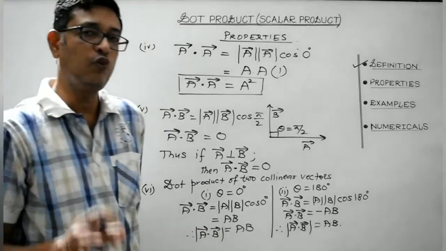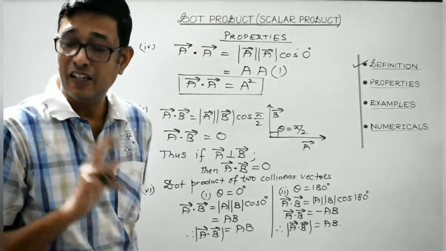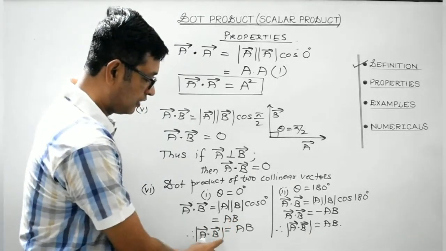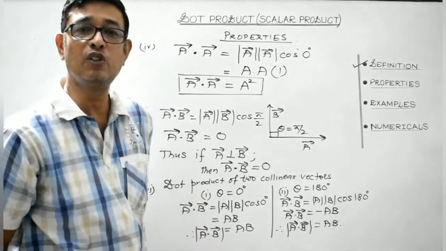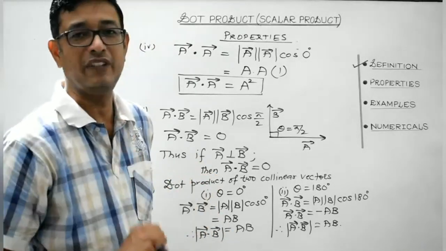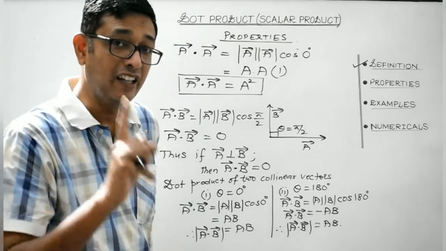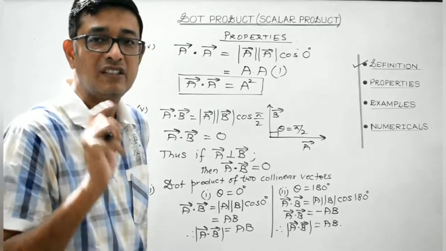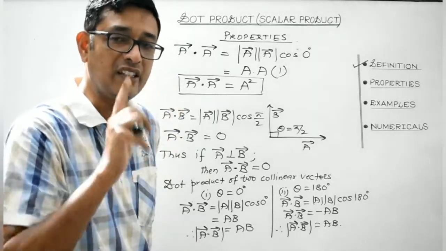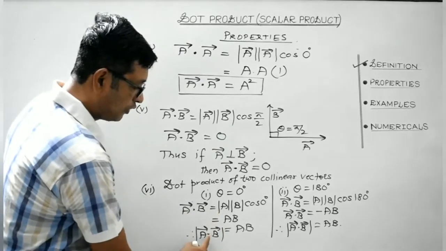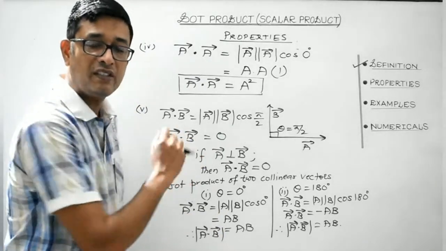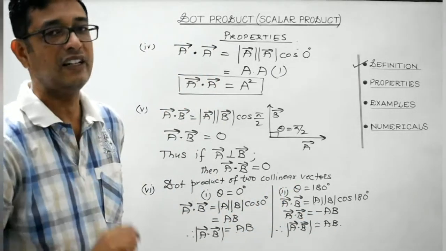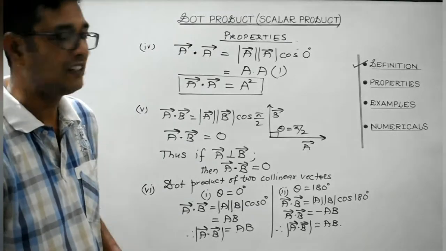Clear? So what is the conclusion then? If the two vectors are collinear, then the magnitude of their dot product is always equal to the product of the magnitude of the two given vectors. Clear, students? Again I repeat this very important result. If the two given vectors are collinear, that is, the angle between them is either 0 degree or 180 degree, then the magnitude of their dot product is always equal to the product of the magnitude of the individual vectors. So that's the result, right?